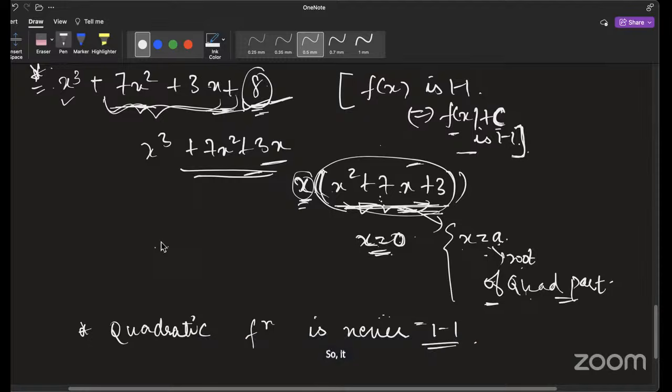It is a polynomial. What about x cube? X cube is 1-1, right? So can we say that it is not a 1-1 function if it is more than 1 degree? It can be 1-1. More than 1 degree can be 1-1. For example, someone just gave an example, x cube. X cube is a 1-1 function.